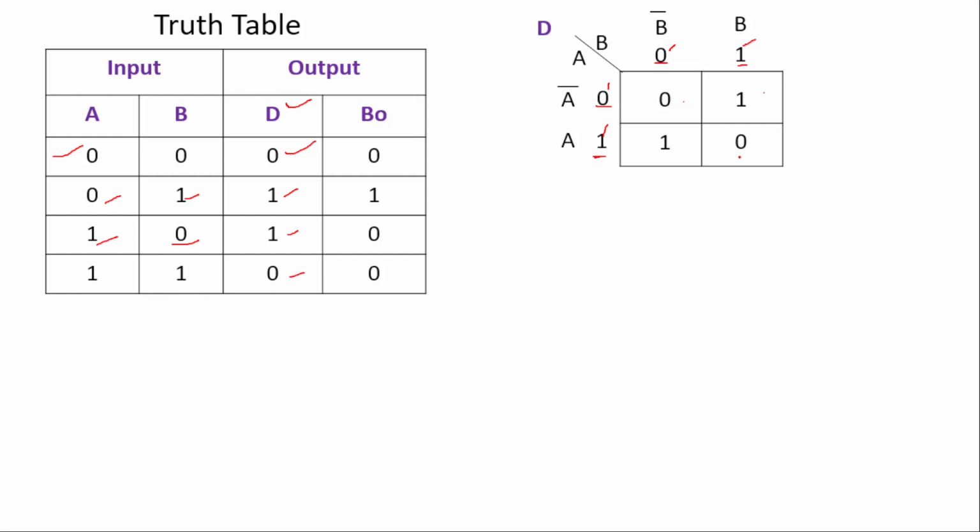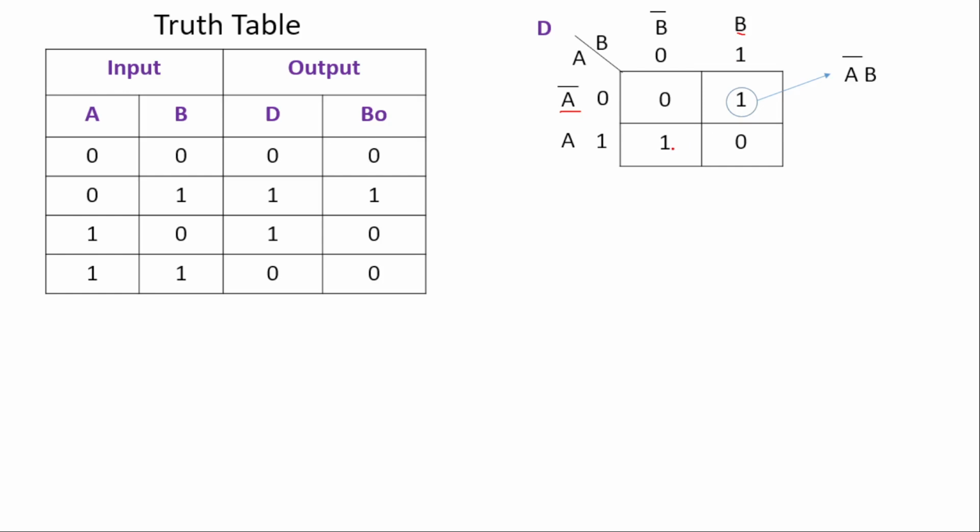We cannot form a group of 4 ones. We cannot form a group of 2 ones either, because they are neither horizontal nor vertical. So we cannot form a pair of diagonal ones. So 2 independent ones exist. Encircle the first one. Look at the left hand side, it corresponds to A bar. Look at the top side, it corresponds to B. So it will be A bar B.